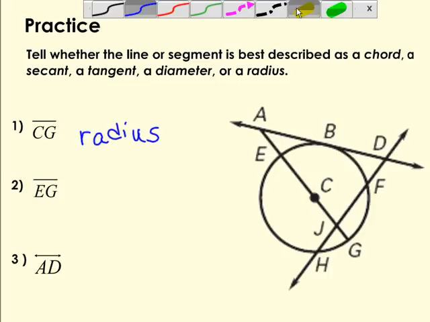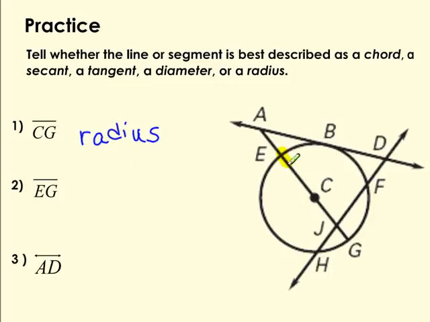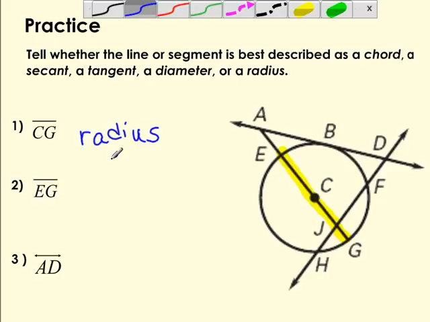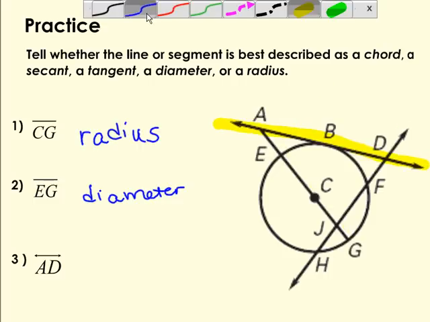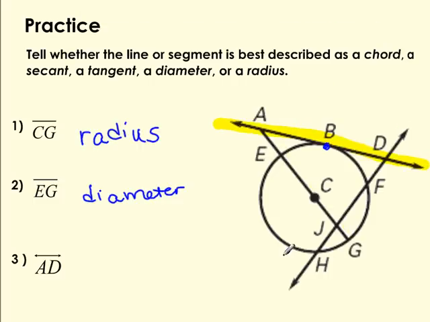Our next one, segment EG, has 2 endpoints on the circle. And a segment that has both endpoints on the circle is a chord. But what we'll notice is that this passes through the center of the circle. So we're going to call this a diameter. And last we have line AD. Line AD appears to go alongside the circle and intersect the circle at 1 point. And so the best way to describe this is as a tangent.